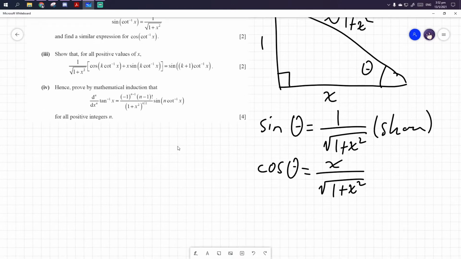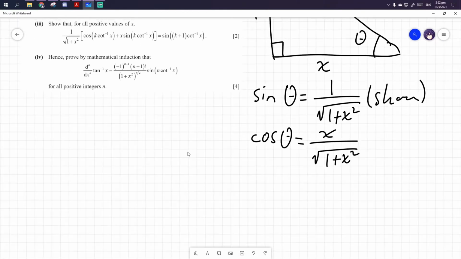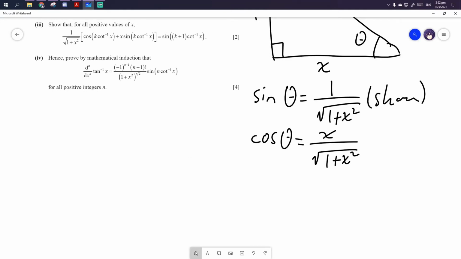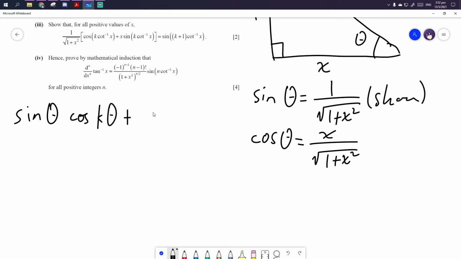Now we have to show that for all positive values of x, 1 over square root 1 plus x squared, whole thing multiplied by cosine of k cotangent inverse of x plus x times sine of k cotangent inverse of x, is equal to sine of k plus 1 cotangent inverse of x. So 1 over square root 1 plus x squared is just sine theta, right? So sine theta cosine k theta, and then we have plus, now x over square root 1 plus x squared is cosine theta, so I can write this as cosine theta and sine k theta.